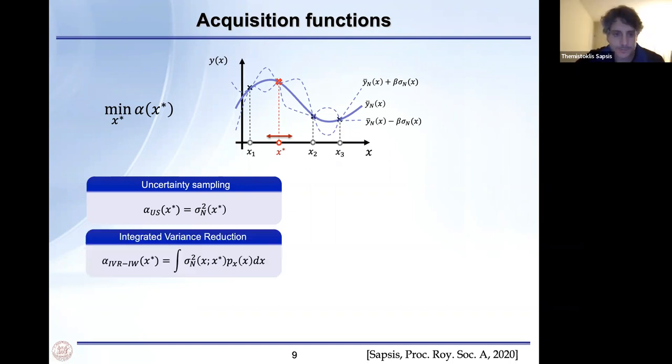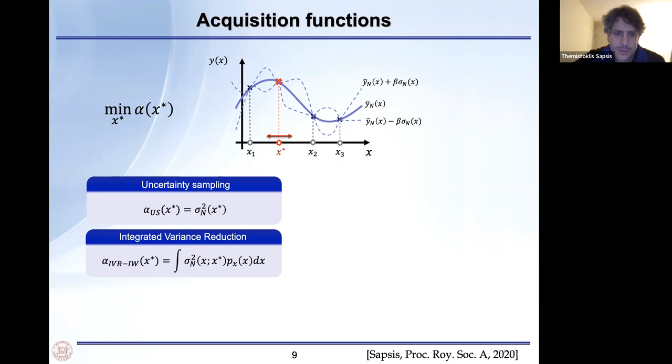Okay, that's reasonable. Another approach is to choose X star so that the area under this confidence interval curve gets minimized. In fact, I can also multiply with the probability density function of X to exclude exotic regions for X. So that's the integrated variance reduction, also a very popular criterion.